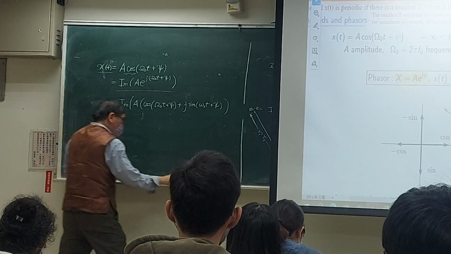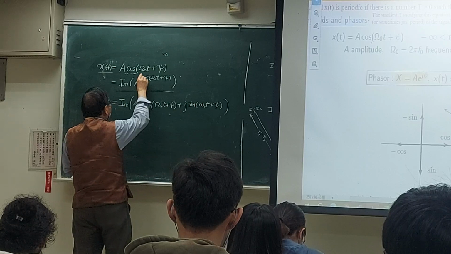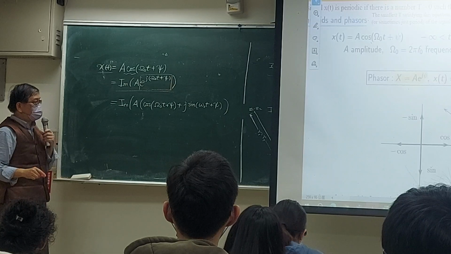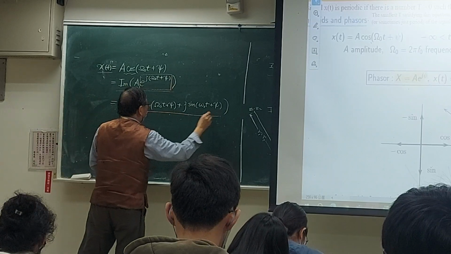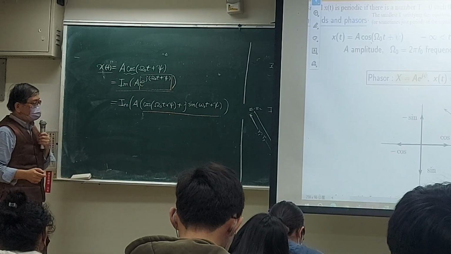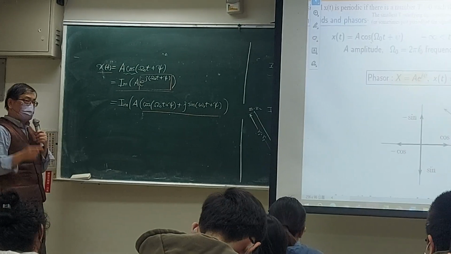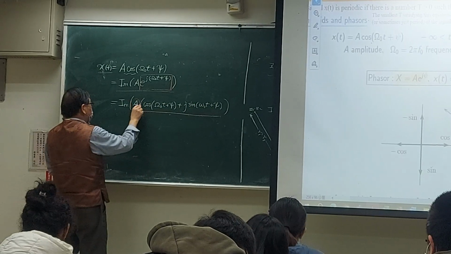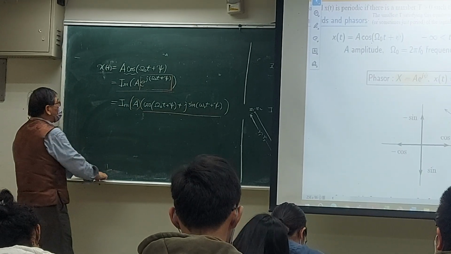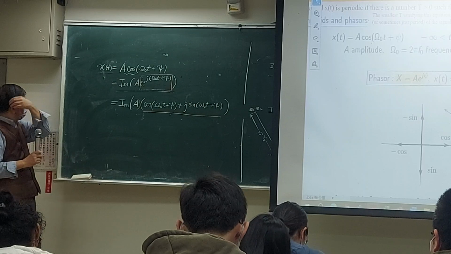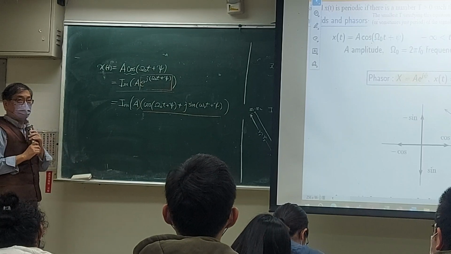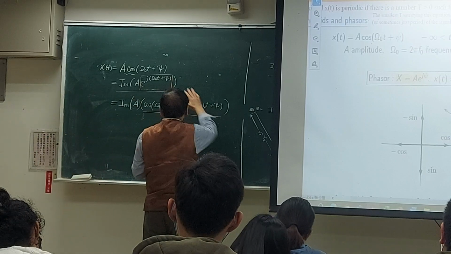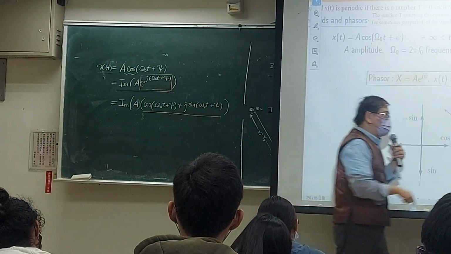So now I express e to the j (omega sub 0 times t plus psi) as the sum of cosine and sine functions by using Euler's formula. For the moment, let's assume that A is a real number, just to make it easier. So geometrically or physically, how do I get this signal?